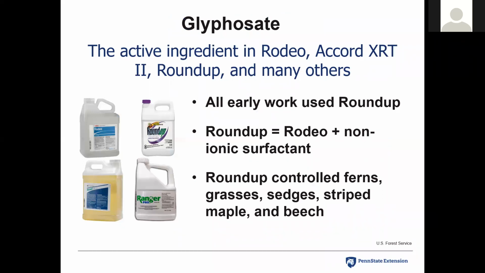And all the early work that they looked at used Roundup. And so Roundup and glyphosate, the active ingredient, is found in many other products today, Rodeo, Accord, and many other generic brands. You see one listed there, the Ranger products from New Farm. But Roundup is essentially Rodeo, which is the non-generic aquatic labeled glyphosate product. It's basically Rodeo with a surfactant added to it. And they found that Roundup or glyphosate controlled ferns, it controlled grasses, sedges, striped maple, and beech. So it truly was a broad spectrum herbicide, which is how glyphosate is described. It's not specific to any particular class of plants. It'll control everything from grasses to trees.